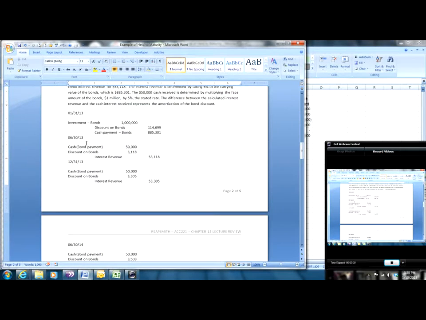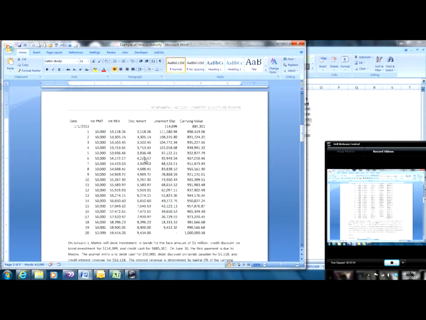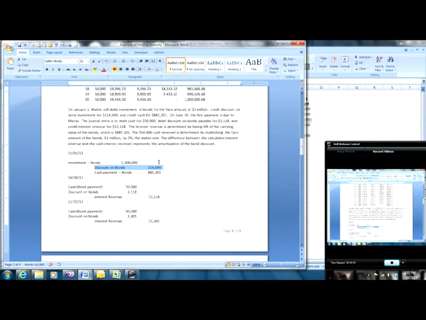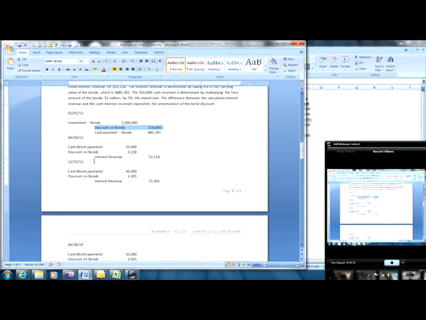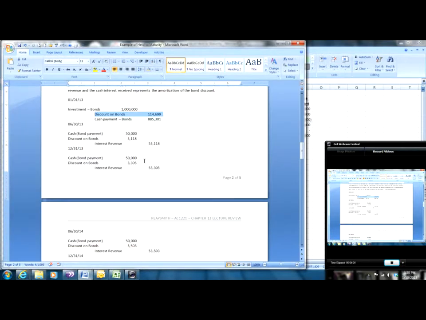June 30th, which would be our first semi-annual interest payment, they paid us $50,000 interest. We booked the discount on bonds, which means that we're actually decreasing this entry here. So in our account, we have $114,699. We're going to debit that account, and it has a normal credit balance, so we're actually reducing that account, just as it shows on the amortization schedule. So with this, now we have this amount in that account. And then, of course, we book the interest revenue, which is going to be the entire effective interest amount.